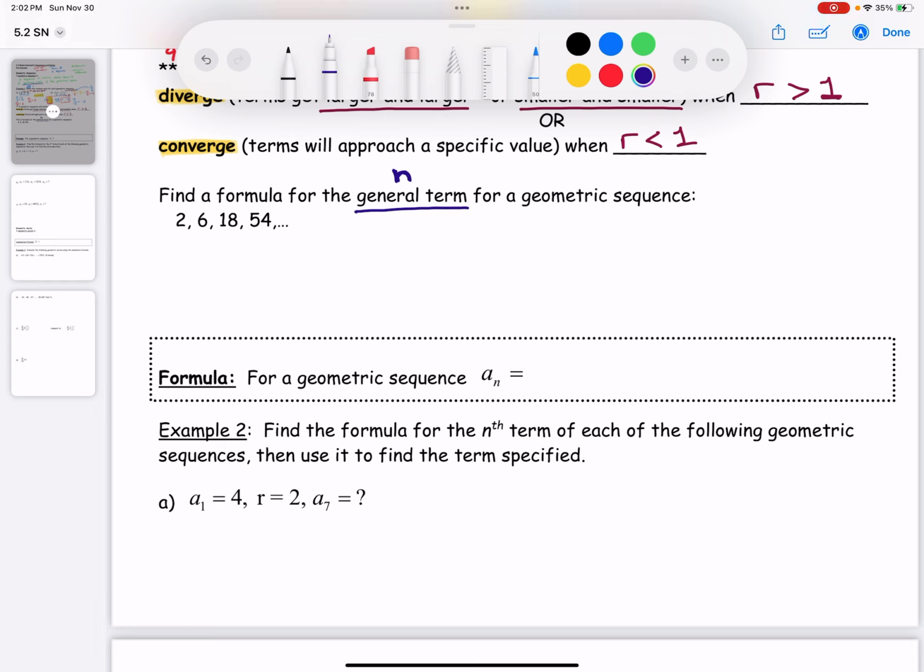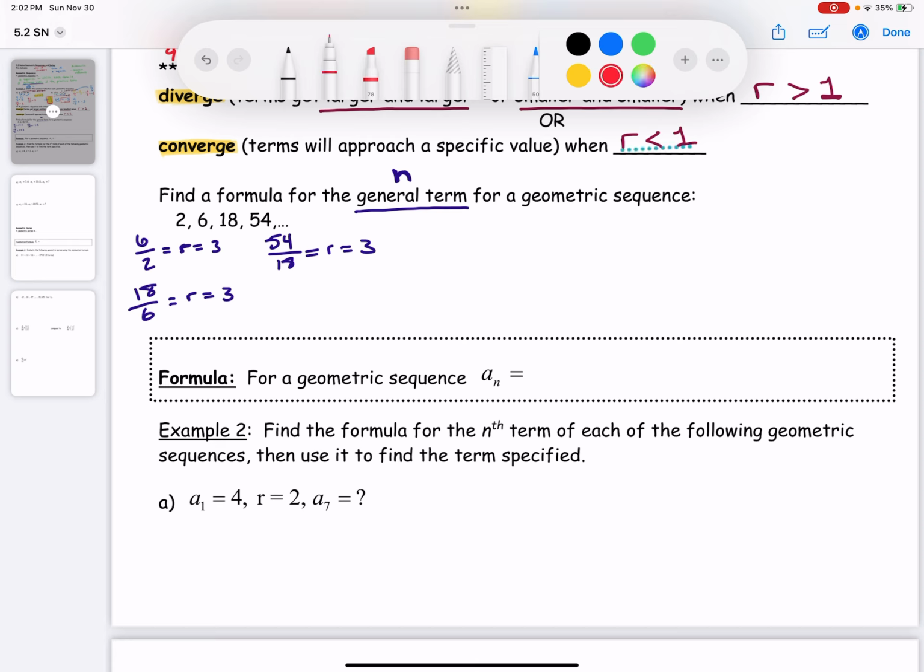we could take 6 divided by 2, and we'd get a ratio of 3. And then we want to check and see, does that hold true? Yeah, we'll get a ratio of 3. And 54 divided by 18 also gives us a ratio of 3. So we have this common ratio of 3.